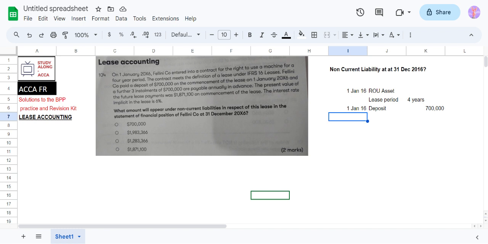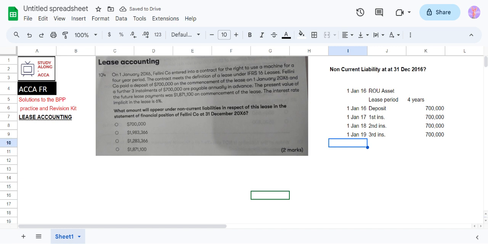And a further three installments of 700,000 are payable annually. So you will have your first installment, then your second installment, then your third installment, and the installments will be of 700,000 each. They are payable annually in advance, meaning at the beginning of the year. So it will be paid on 17, on 18, and on 19.